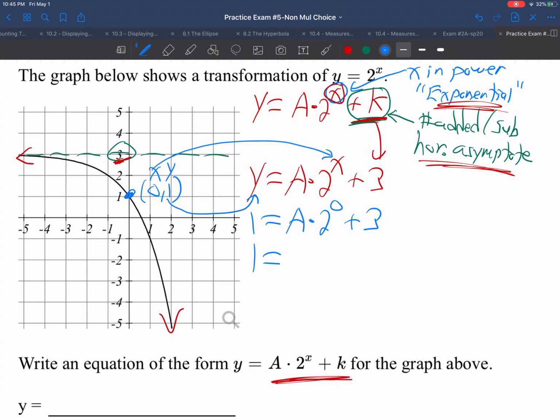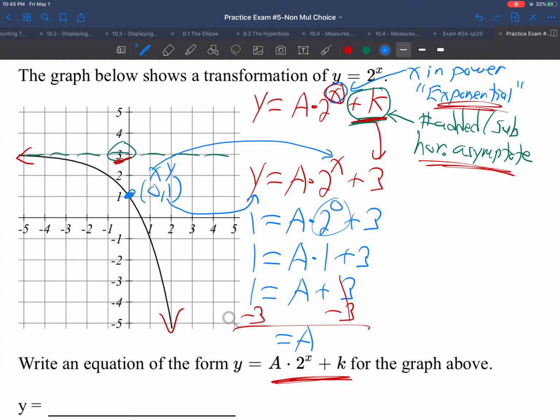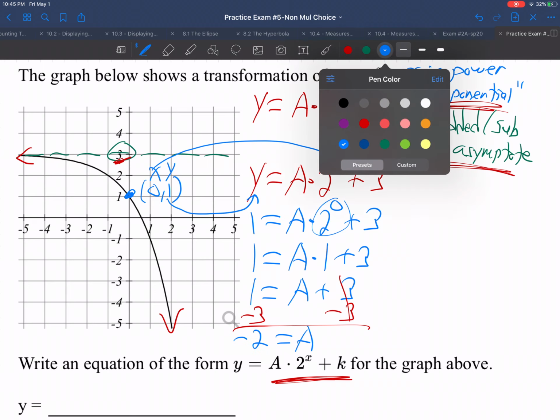So what do we get? A times, now what's 2 to the 0? Anything to the 0 power is 1. So this is a times 1, which is a, plus 3 equals 1. Now we need to solve for a, subtract 3 from both sides. A is minus 2. So we found a.